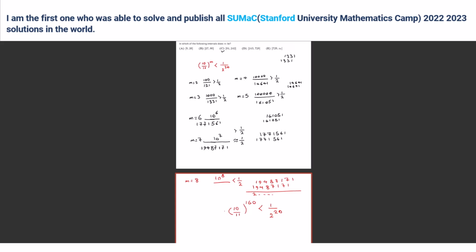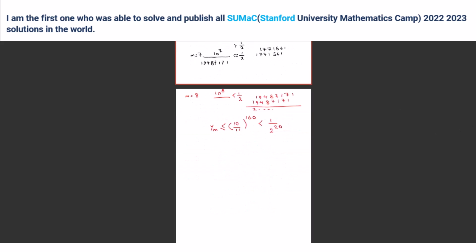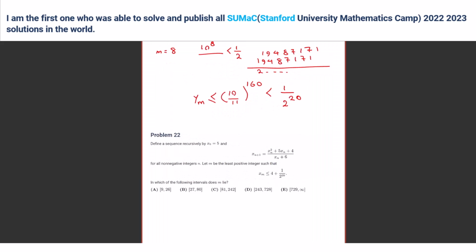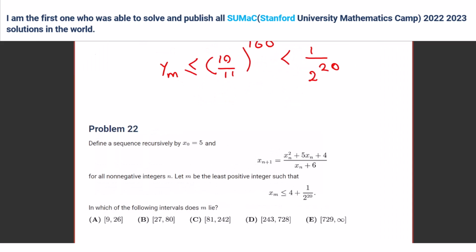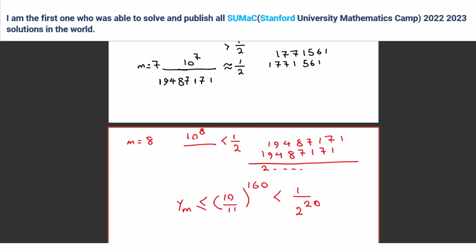And we know this one is greater than or equal to y_m, right? So by considering this, we cannot say the answer is C. We can only reject some choices. Can you tell me by considering this, we can reject which choices? D and E. Now, if we want to reject A and B, what should we do? Find a lower bound.